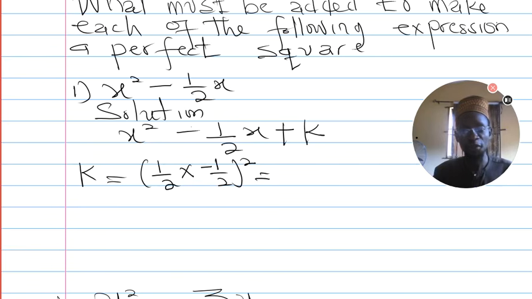Now this one will give us what? 1, 2 times 2, 4. We have 1 over 4 squared, which is what? 1 over 16, right?